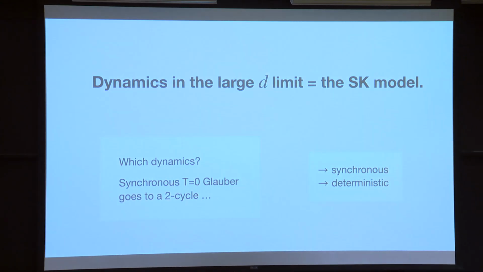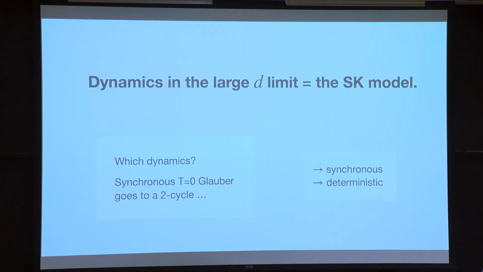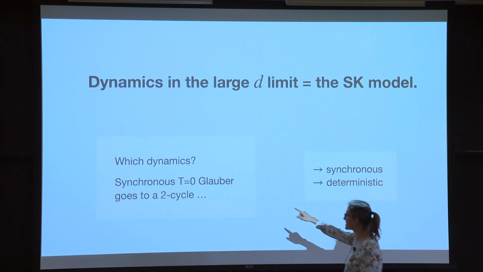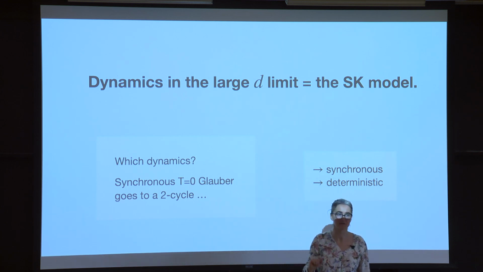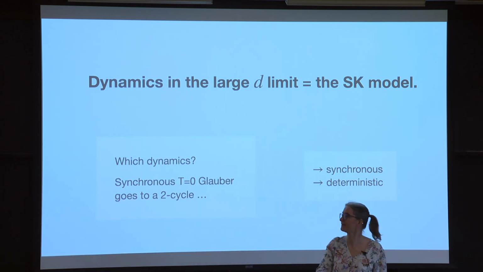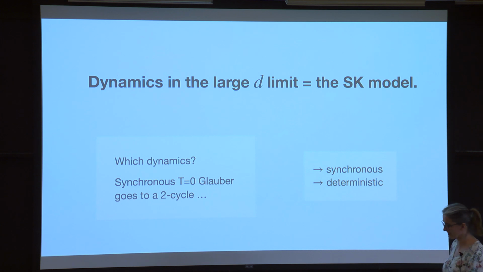I still have a few minutes to go back to the large degree limit and to the SK model. I already told some of you about some of these results because that's the paper we will be submitting soon. So still the same dynamics. Oh, okay, we will see which dynamics. Because if we keep the same dynamics and we go to large degree, it actually goes to a 2-cycle. So we are not happy with that. This will not even go down in the energy and will keep oscillating. We don't want that. So which dynamics?